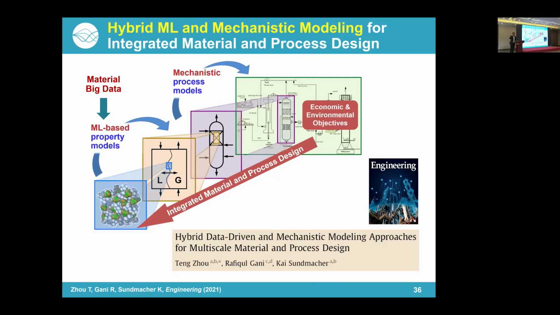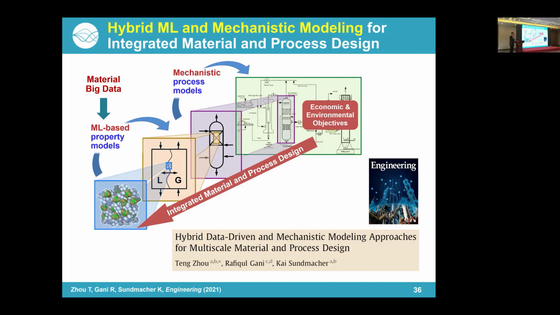So then a final example, which is also a very interesting example, is how we can simultaneously design the material with the process. I give you this kind of figure where we have this multi-scale vision. We have a material structure. We can use a machine learning-based property model to predict the property. Then we can use mathematical process models to predict the final objective function. Then we can integrate material and process design. We also wrote a very nice review paper in this journal, together with Rafiq. We call it hybrid machine learning and mathematical modeling.